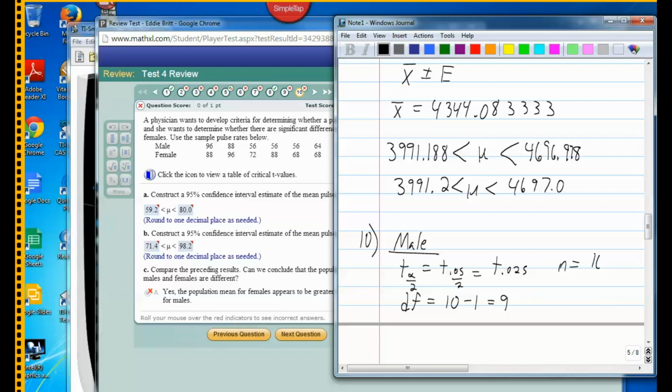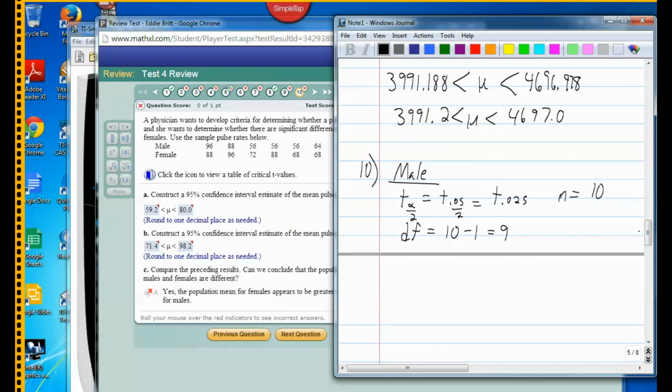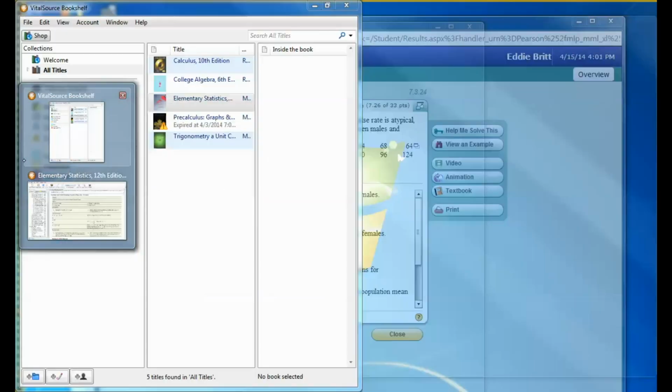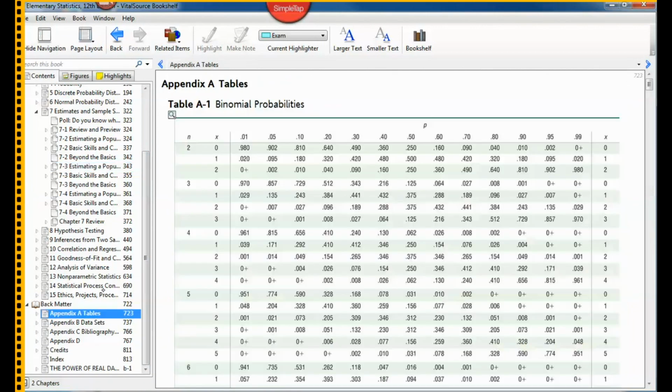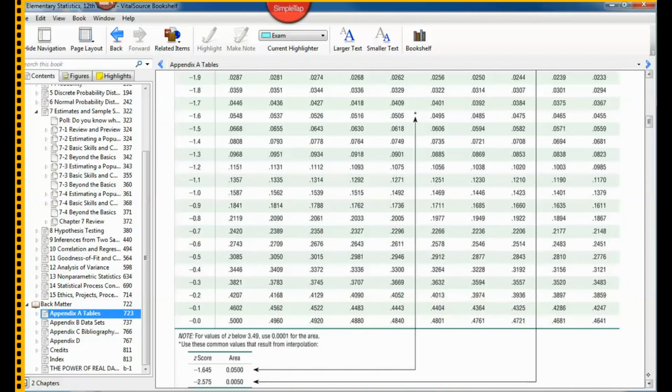My n is going to equal 10. What else do I need? I need the actual critical t-score, and I need a sample standard deviation. And I should be good to go. I should be able to calculate my standard deviation. Let me go ahead and find the critical t-score before I start playing on the calculator. So I need to go to the table. Remember, it's right after the z-score table in Appendix A.